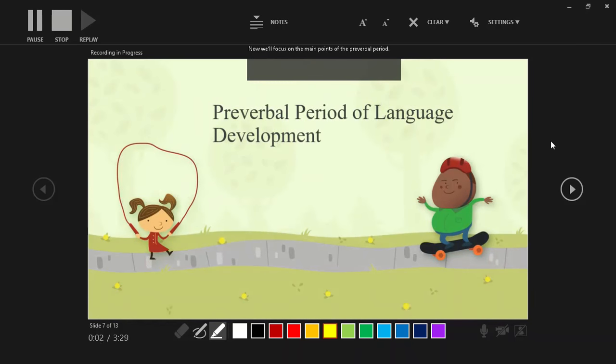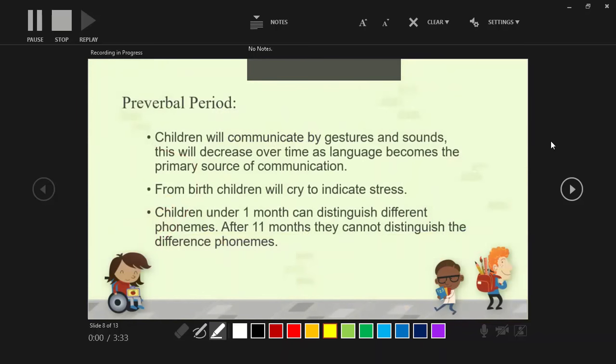Now, we'll focus on the main points of the pre-verbal period. This is where children will communicate by gestures and sounds. This will decrease over time as language becomes the primary source of communication. From birth, children will cry to indicate stress. Children under 1 month can distinguish between different phonemes. After 11 months, they cannot distinguish the different phonemes.